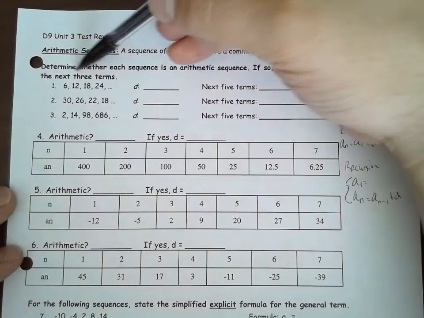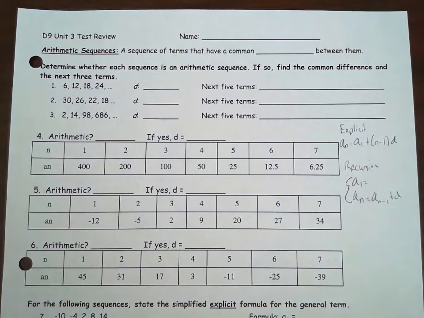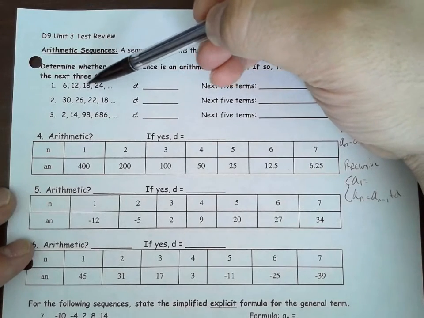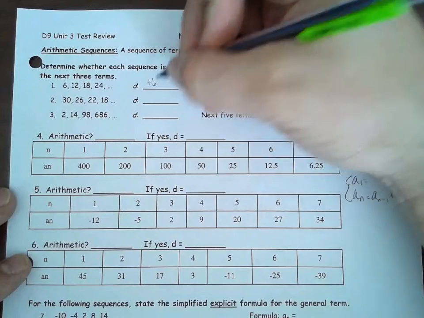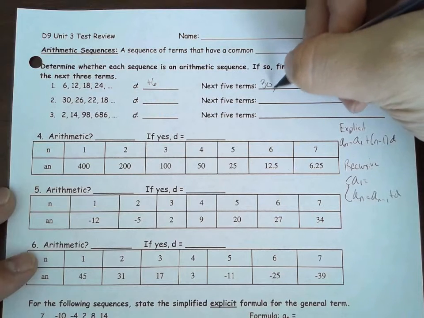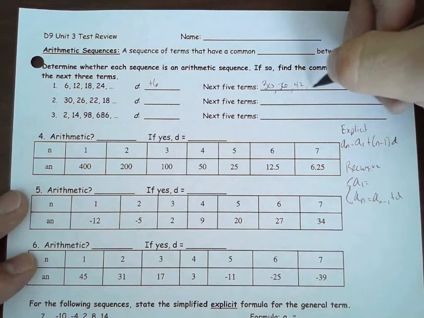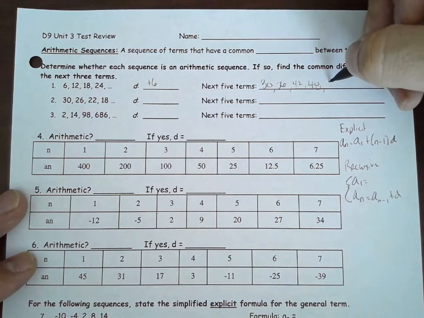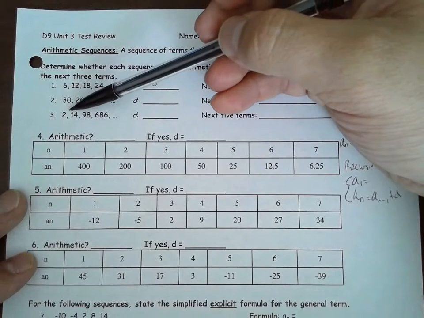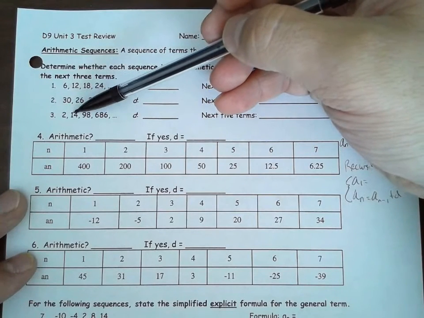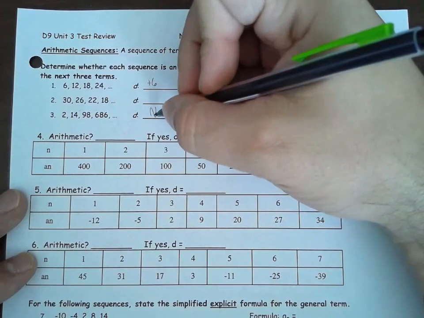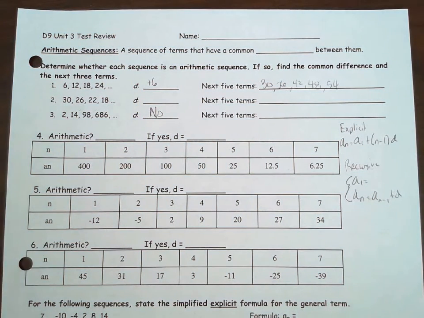So, when you're looking at these, determine whether each sequence is an arithmetic sequence. If so, find the common difference. You're seeing if there's a common difference. 6, 12, 18, 24. Yeah, there's a difference of plus 6. So that's that. The next 5 terms, just add to 24. You'd have 30, 36, 42, 48, and 54. Okay. Looking at one like number 3, you can see 2 to 14 is 12, but then 14 to 98 is not 12. So this would be no, and there's no common difference, and then you wouldn't have to do anything else.